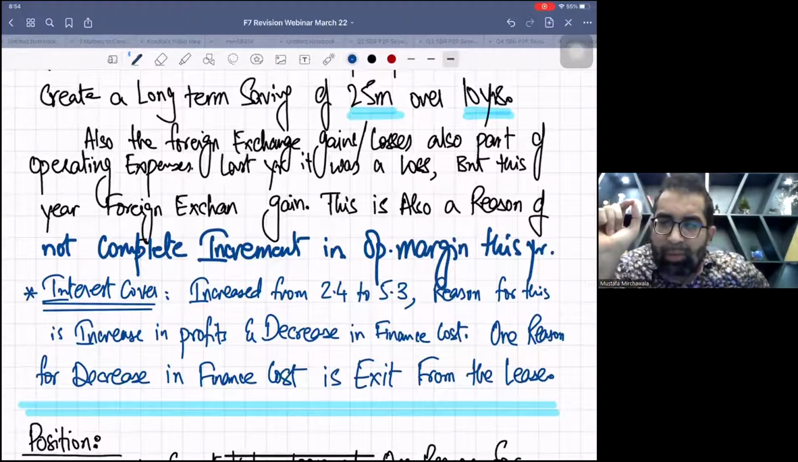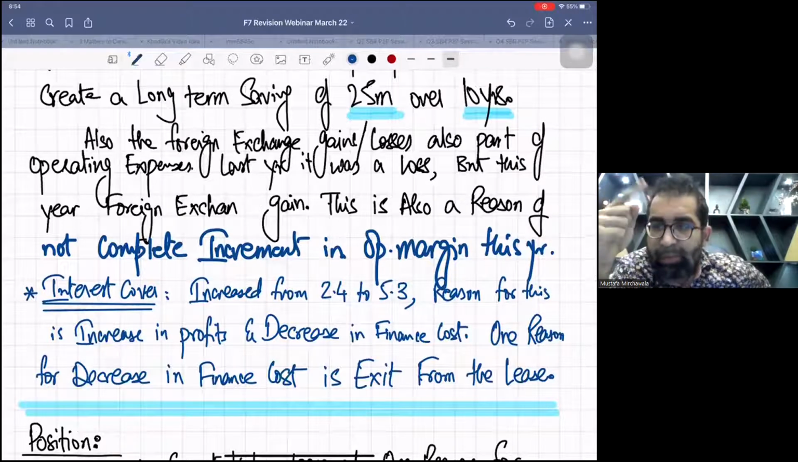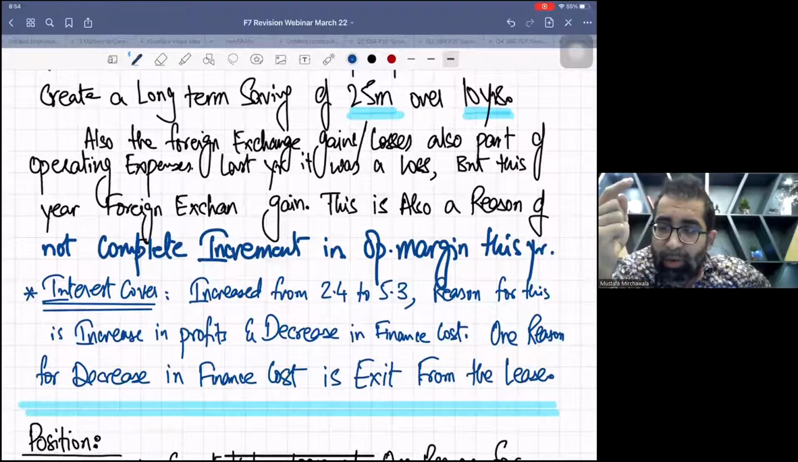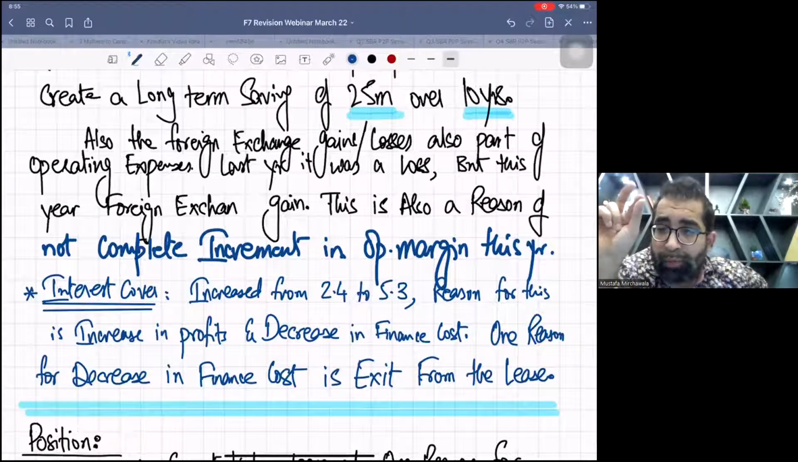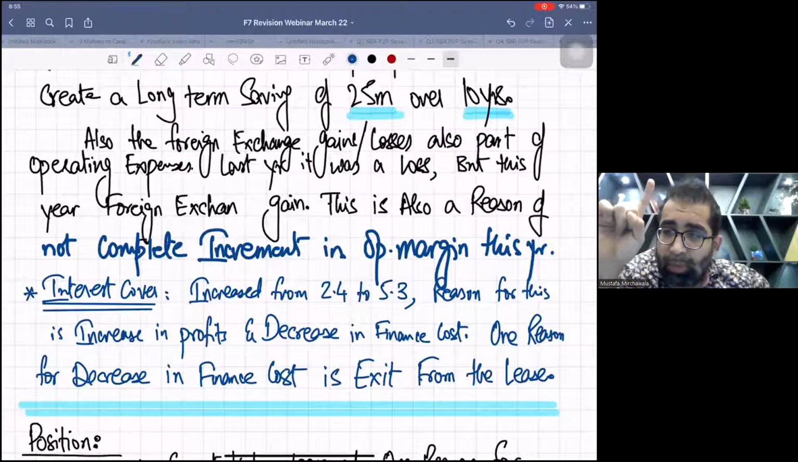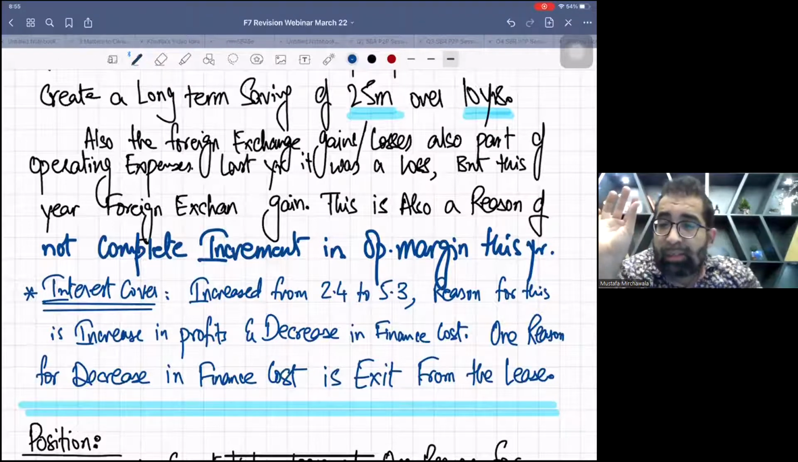Our original argument was that GP margin increased by 10%, but operating margin by 7%. Operating margin didn't go up at the same speed because there were some one-off hits, and the two one-off hits we just saw. Number one was the 3 million exit fee, which we called early redemption penalty.